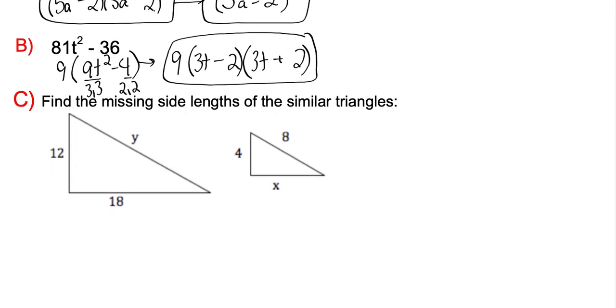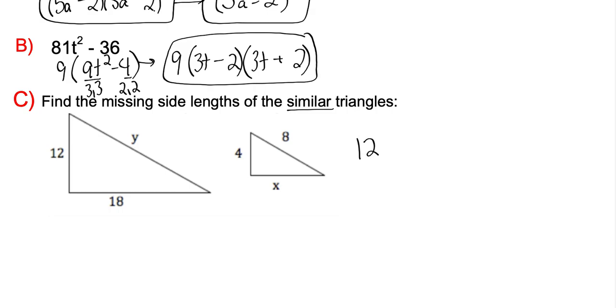Last one on the bell ringer. Find the missing side lengths of the similar triangles. We're told they're similar triangles, so we need the missing side lengths. You have to use the 2 sides that you know in order to find the sides that you don't know. This one is going to match up with this one.